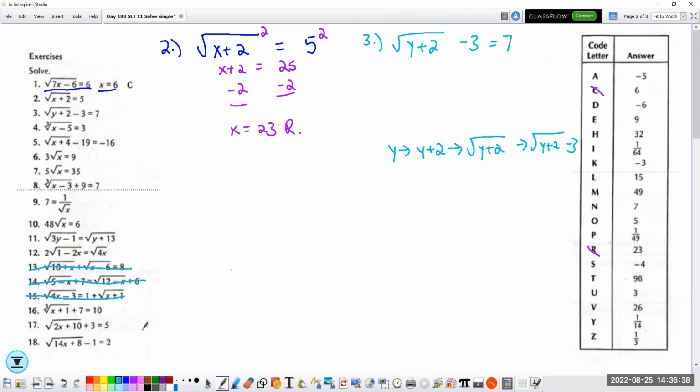The outermost layer is subtracting 3, so I'm going to start by adding 3. Then I've got the square root of y plus 2 equals 10. I've taken care of this minus 3. Now I'm going to take care of the square root. I'm going to take care of that by squaring both sides. I'm left with y plus 2 equals 100. And obviously the last thing to do is to subtract 2. We get y equals 98. That is, I see it down there, is letter T.